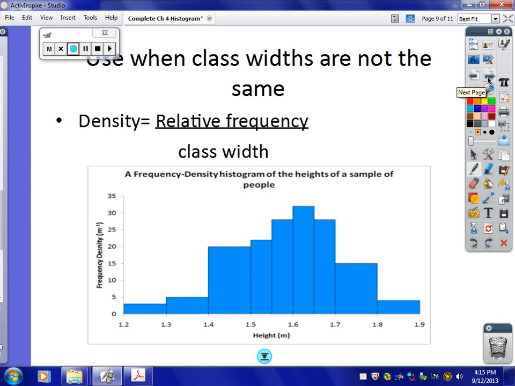Alright, let's talk about a density histogram. You use a density histogram when the class widths are not the same. So we can't have frequency up the side. We're going to have density instead. Density is defined as the relative frequency, which is the percentage, divided by the class width. So now we can work backwards on this to find the frequency. That's the kind of question I've seen on our AP test, if possibly.